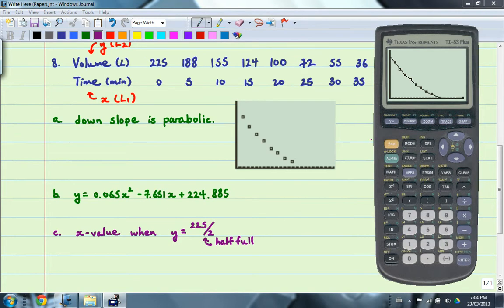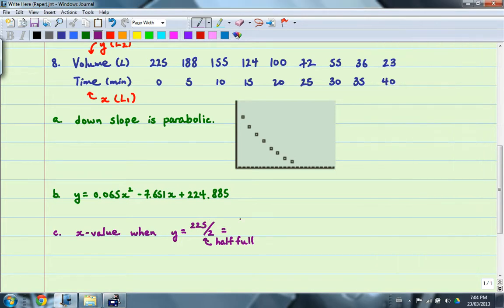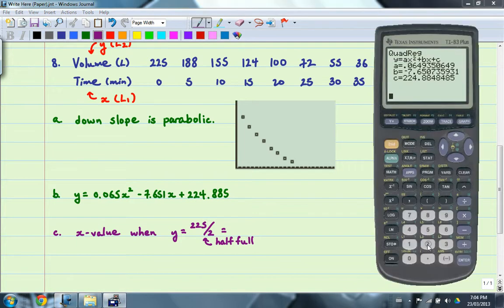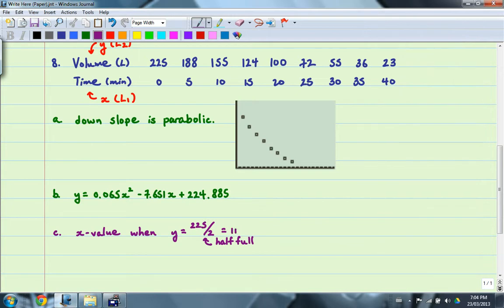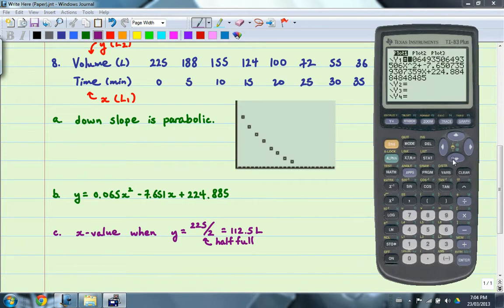And what you're going to have to do here is go to y2, and find out what 225 divided by 2 is. Let's see what that is. 225 divided by 2 is equal to 112.5 liters. So I'm going to let y2 equal exactly that, 112.5. And when I graph, there will be a separate line there. So if I'm looking for the time when the volume is half full, I'm looking for this intersection there. I'm looking for the x value at that point.